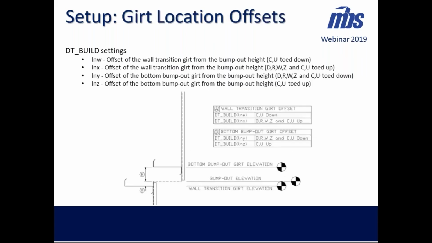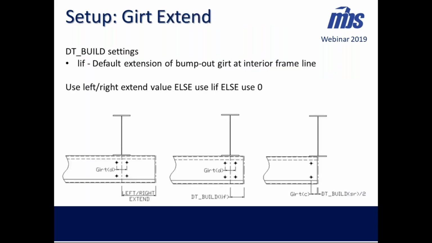When it comes to the bump out girt and the top wall girt, we have some parameters that you can use to control the offset of the girt, whether it's a C, a U, or a Z type, and whether it's toed up or toed down, so that you can adjust the location of that girt at that transition. If you do not run an extension all the way along the building length or width, if you stop at a bay line, then we have some parameters to extend the girt.